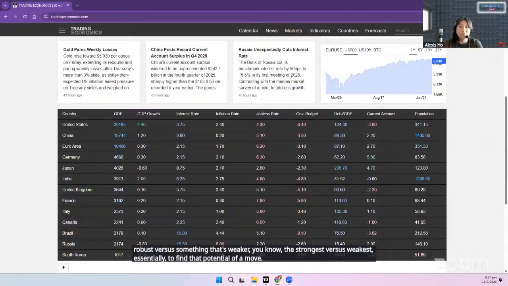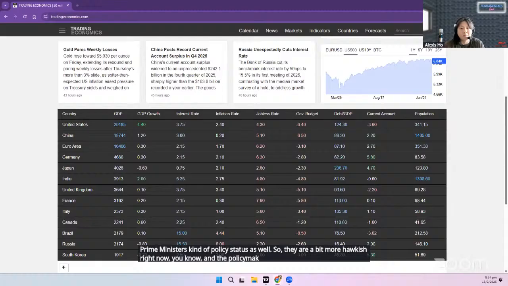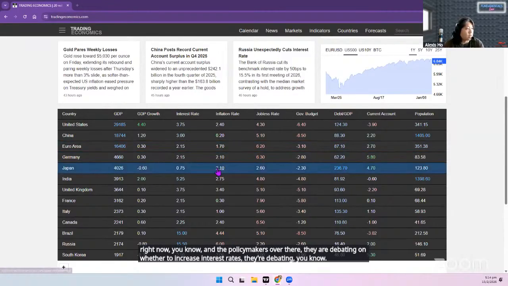Now, the next thing I want to look at is the Japan side. I think last week a lot of the Japanese pairs started turning around, and it's really basically because of the new prime minister's policy stance as well. So they are a bit more hawkish right now, and the policymakers over there are debating whether to increase interest rates. They're talking about how their inflation rate is 2.1%, which is pretty high right now. What can be done? Should they really control the interest rate, et cetera?